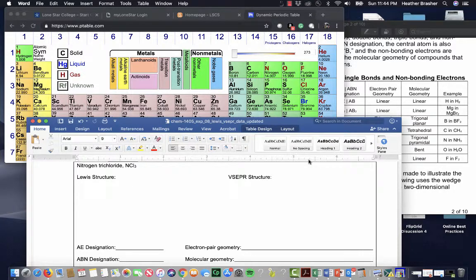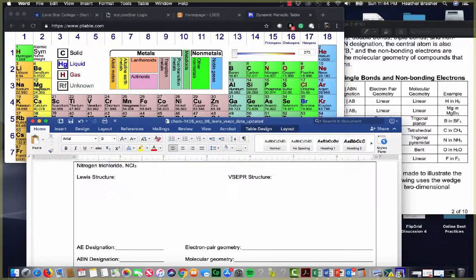Hi guys, so we're going to go over and try some of these Lewis dot structures and VSEPR structures and determine their electron pair geometry and molecular geometry. So let's get started. The first thing that we have here is nitrogen trichloride. There's one nitrogen and three chlorine atoms. So we're going to find those on the periodic table first. The nitrogen you can see is right there and the chlorine is right there.